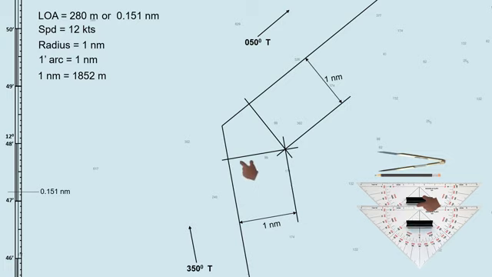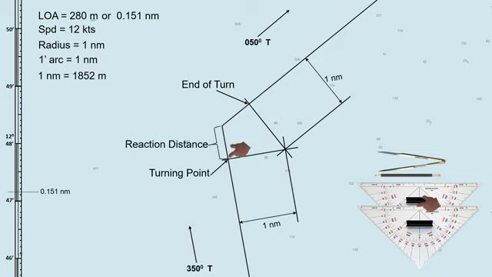This point where the perpendicular line intersects with the initial track is the turning point. This is the point where the ship starts to turn if the helm is executed at the wheel over point. On the other side, where the perpendicular line intersects the plan track, is the point where the ship ends her turn and proceeds to her new course. The distance from this point to this point is called reaction distance.